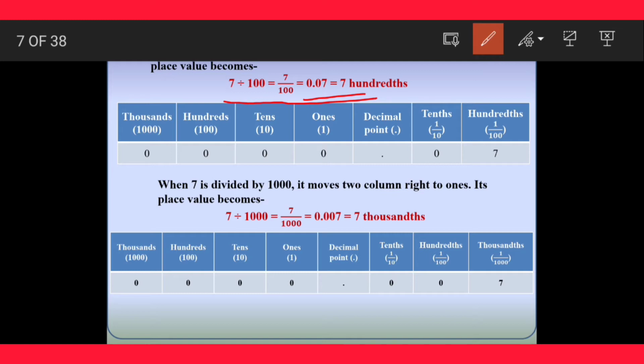Why? Because 1 zero is added in the bottom. So you have to add 1 zero before 7, not after 7. Keep in mind, note it or write it down, that you have to keep that 0 before 7, not after 7. Okay. And what will happen when it is divided by 1000? We will put 2 zeros before 7. And this goes on for lakhs and for everything. As you increase the numbers, the number of zeros before the number will increase. Okay.